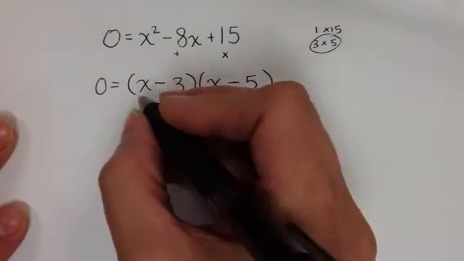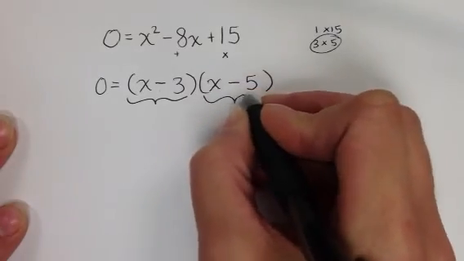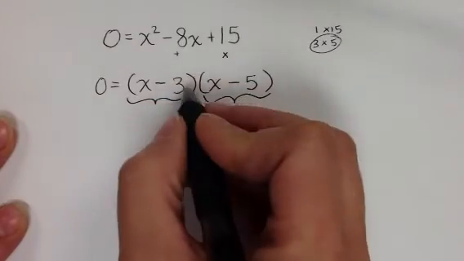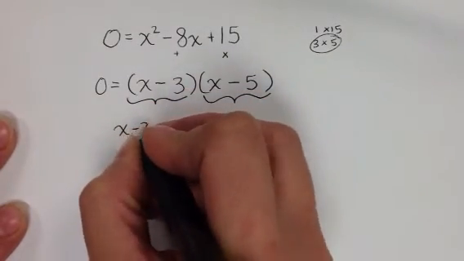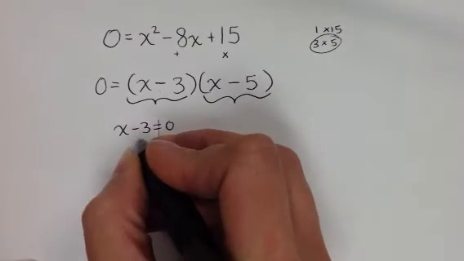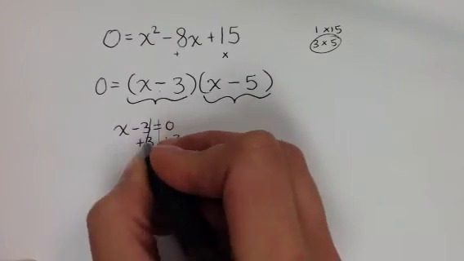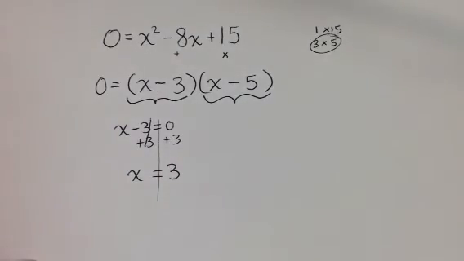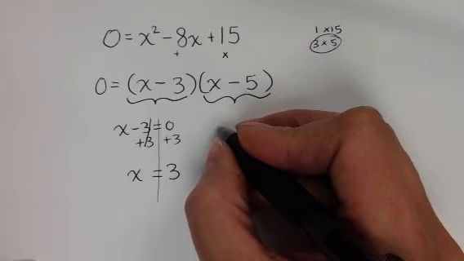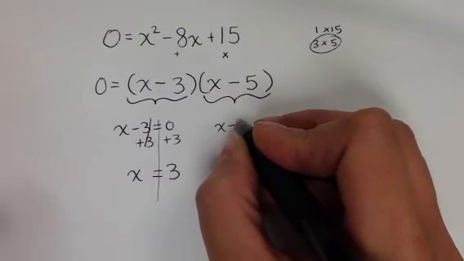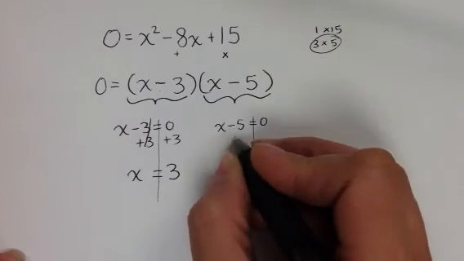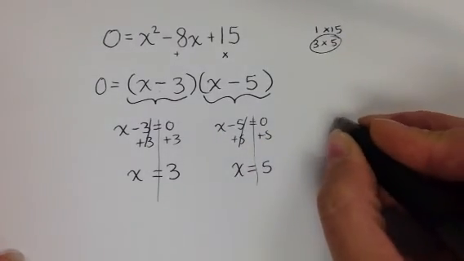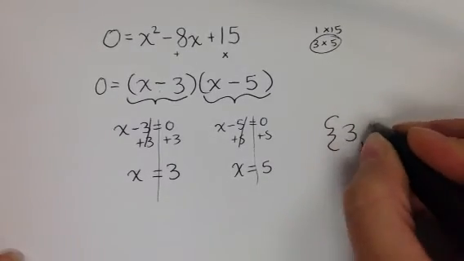Okay? So remember, if the product of these two factors multiply to be 0, one of them had to be 0. So I'm going to set this one equal to 0 and solve. And that was a coincidence that it's the same solution as the last problem. Okay, so 3 is one of my solutions. I go and solve here. If that was 0, I would have to add 5, addition property of equality. I get x equals 5. My solution set, if I write it as a set, is 3, 5.